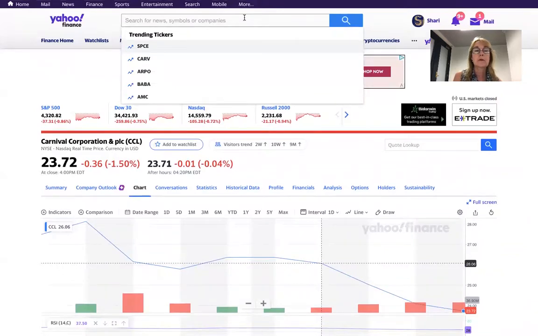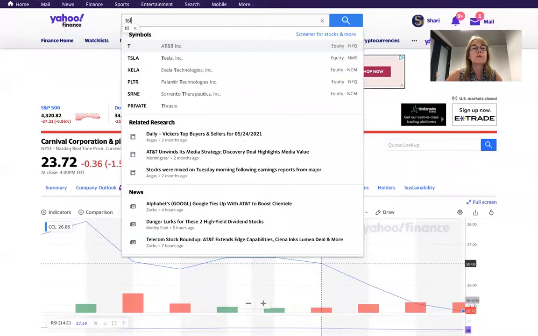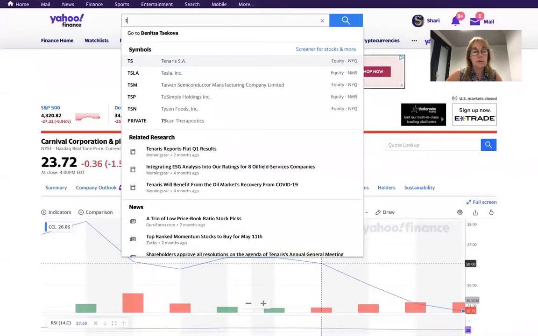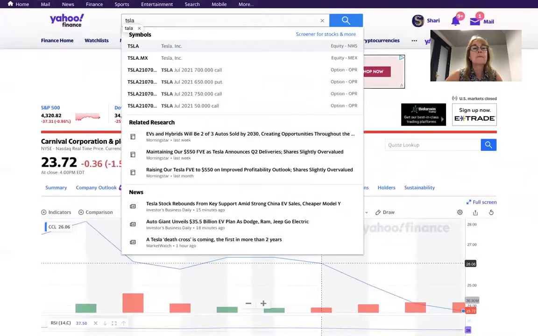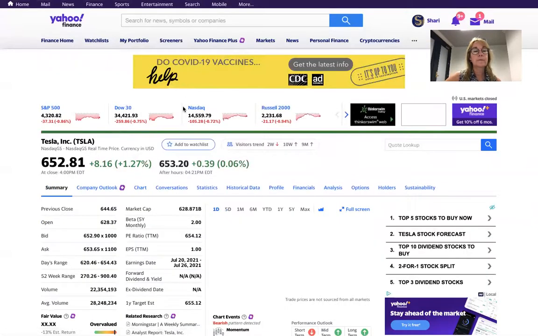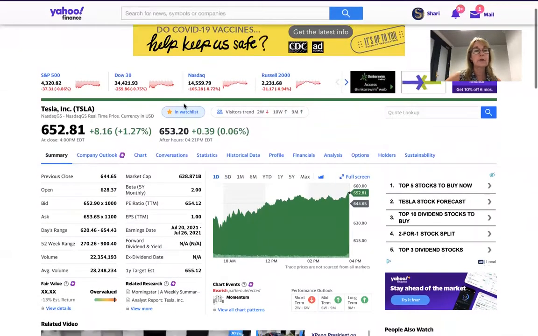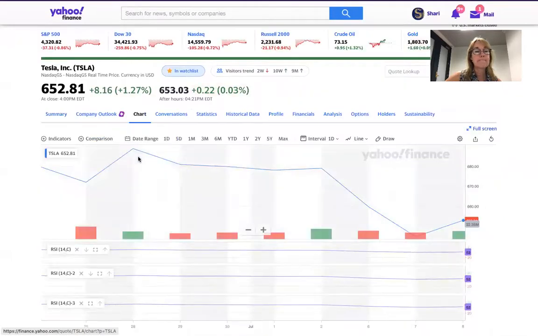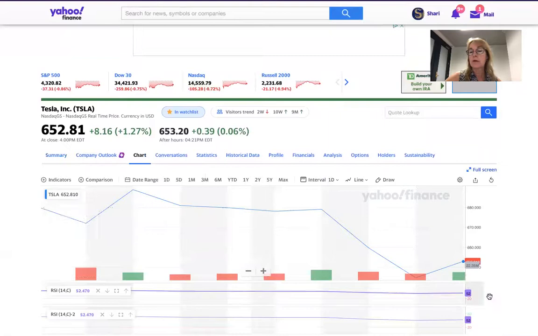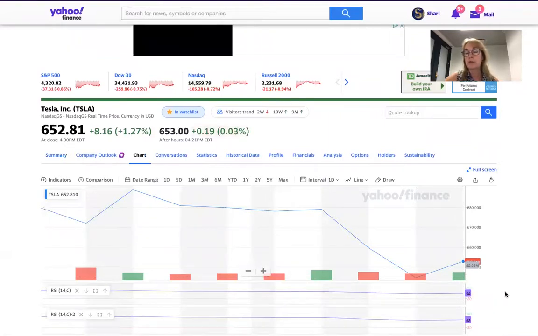Let's take a look at Tesla, because they have been going down quite a bit. Let's see what they have. All right, so Tesla, here's the chart. And they have an RSI, oh, they're right at neutral of 52.